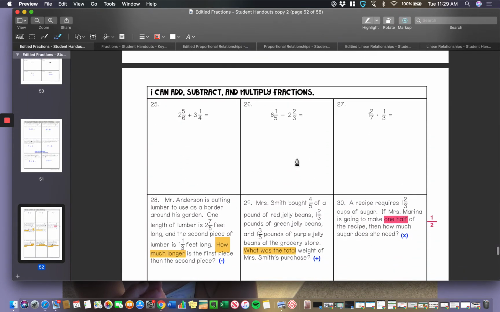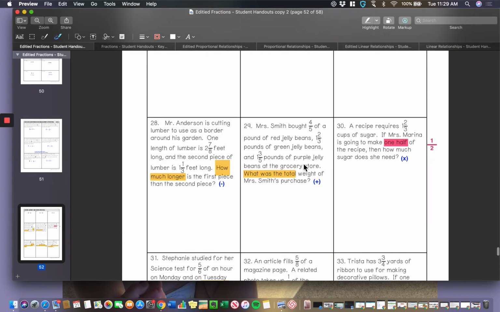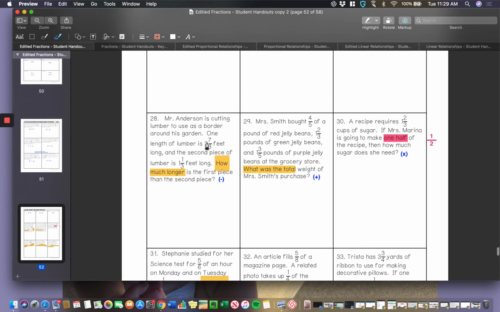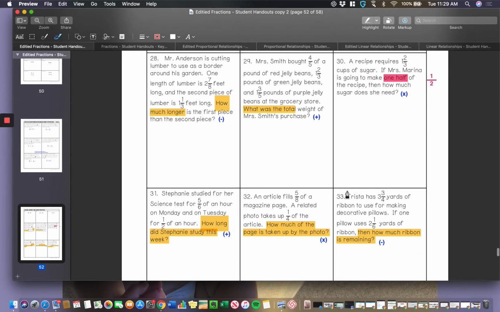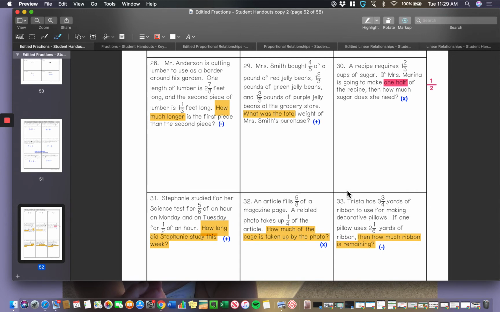25 through 27 are adding, subtracting, and multiplying fractions. You can always go back to previous videos or YouTube how to add fractions, subtract fractions, or multiply fractions. It's not something I'm going to go over in this video. For number 28 through 33, I will read you the problems and tell you the keywords that tell me the operation.